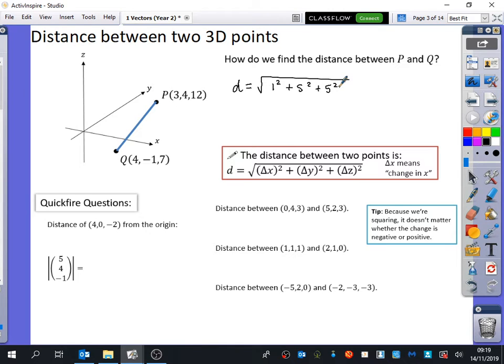I haven't had to worry about whether these things are positive or negative when I'm finding the difference. Why have I not worried about finding that? Exactly, I'm squaring it so it becomes positive anyway.